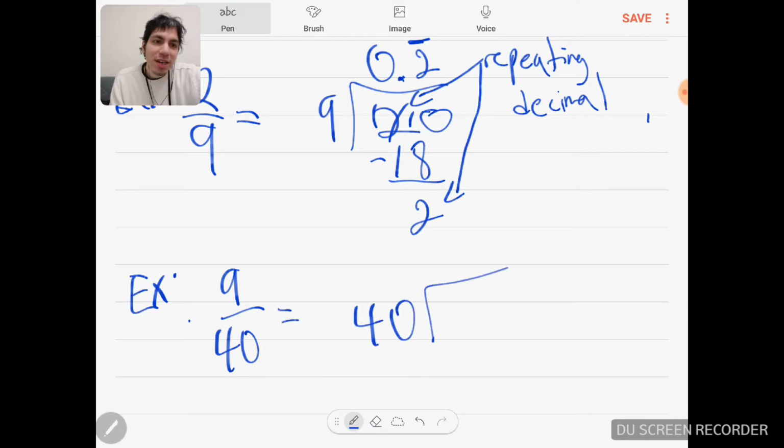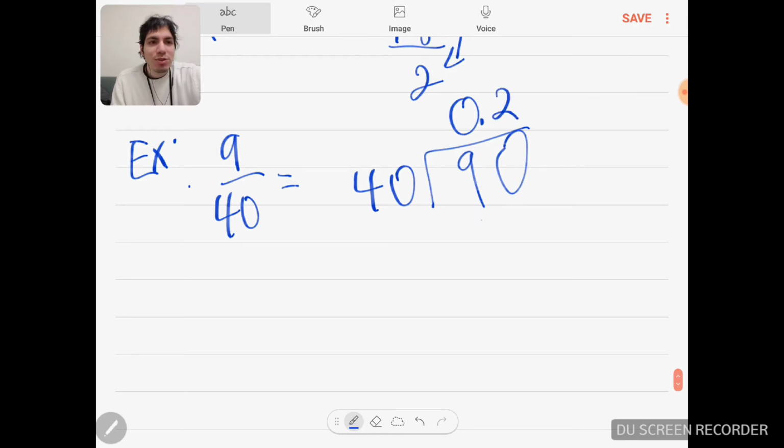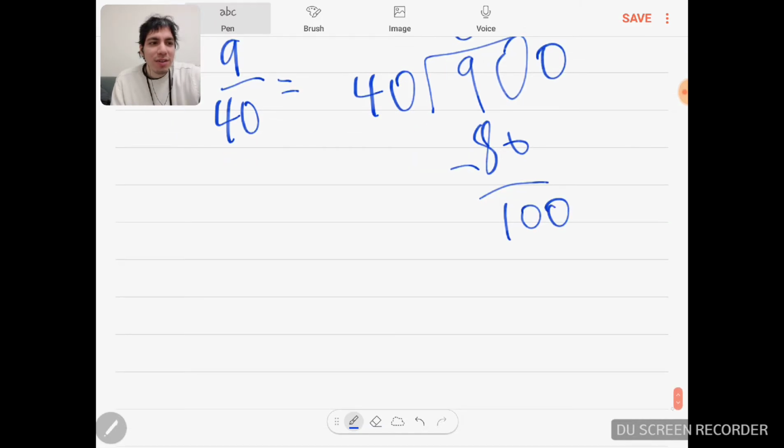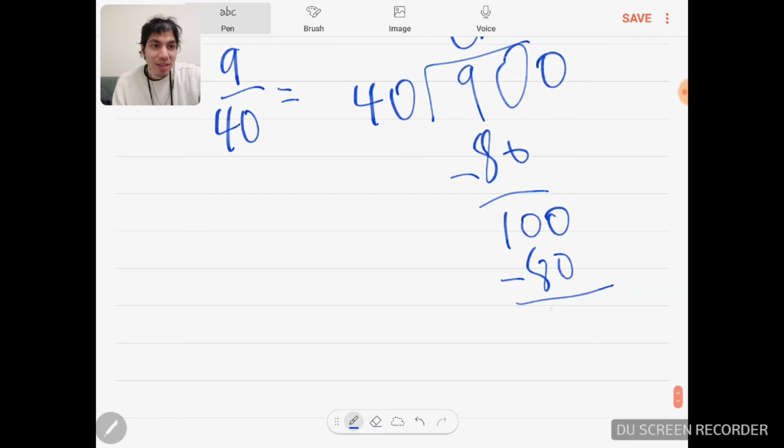40, can it go into 9? It's too big, so now we have 90. 40 times 2 gives me 80. I get 10. I add another 0. Can 40 go into 100? Yes, again, 80. Now you see what the difference with this one is. This one doesn't repeat, because you notice I start off with 9, but then I got 10. So that's why it didn't repeat.